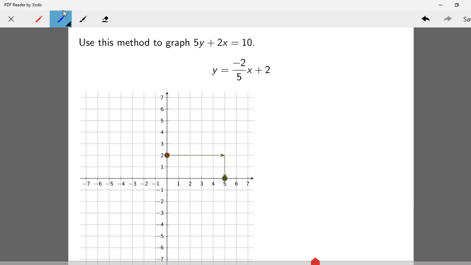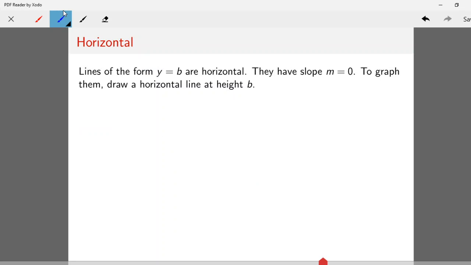Start at 0, 2. Go to the right 5, go down 2. Connect them. That's our line. Great.